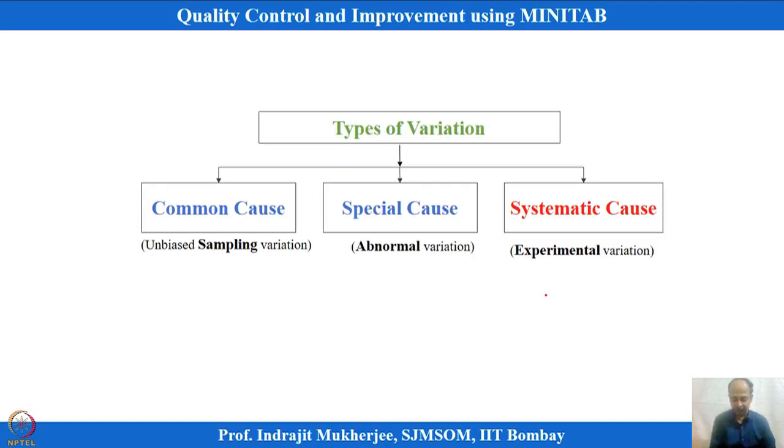So, the basic thing in our understanding here is that there are types of variability, types of variation. We have already spoken about it, and some basic information I am providing here, which we can think of as a recap. So there is common cause variability in the process. There is special cause abnormal variability, which is easy to detect based on an SPC process control chart.